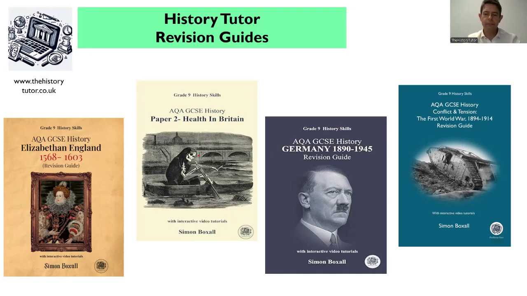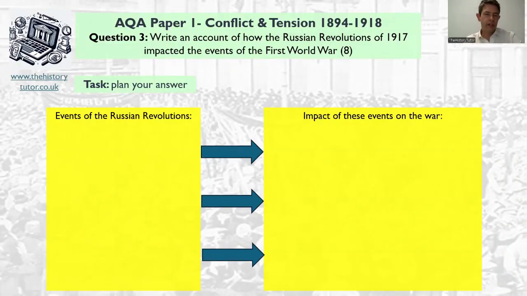Okay, so now back to the lesson. Just a brief reminder of what a write an account question requires you to do. It requires you to think about really explaining an event and then linking it to its consequence, its impact. So this question perfectly sums it up. There's the Russian Revolution, talk about an event, and then explain the impact on the First World War. Pick another part of the Russian Revolution story, and explain its impact on the First World War.